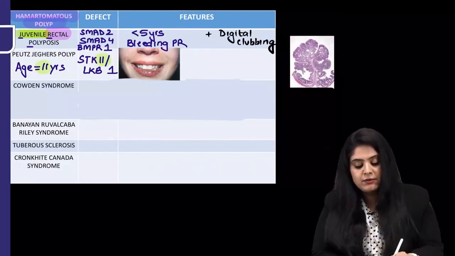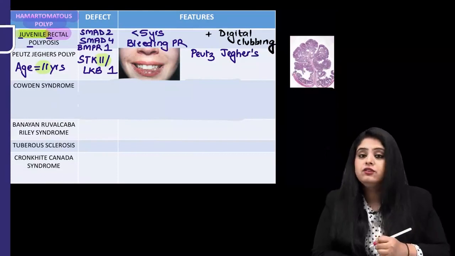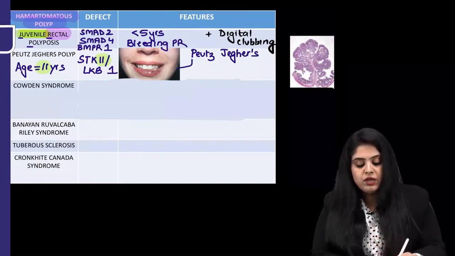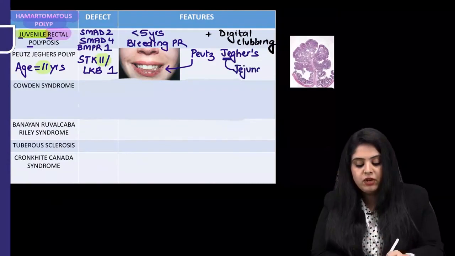After that, you will say, okay, I'm talking about Peutz and Jeghers, right? Peutz and Jeghers is the name of the disease. That is your mnemonic also. P for what? You can see pigmentation. JE for what? You can see jejunal polyps. Where do the polyps occur? They are going to occur more in the jejunum.